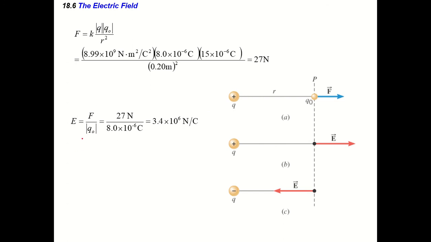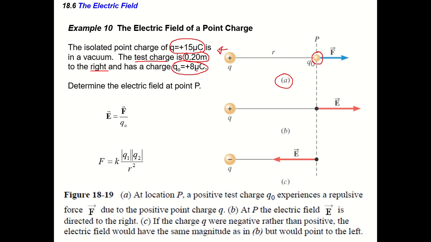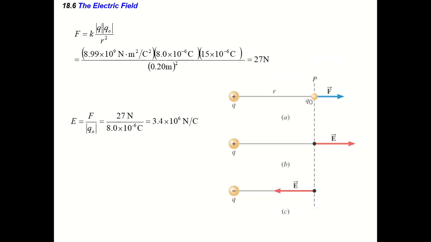Okay, so E is equal to F over the charge, equal to 27. So we get this. Then using for Q sub 0, 8 times 10 to the minus 6. So where is this coming from? Q sub 0, it's mentioned here in the problem. Okay, so the electric field is equal to 3.4 times 10 to the 6 Newton per coulomb.